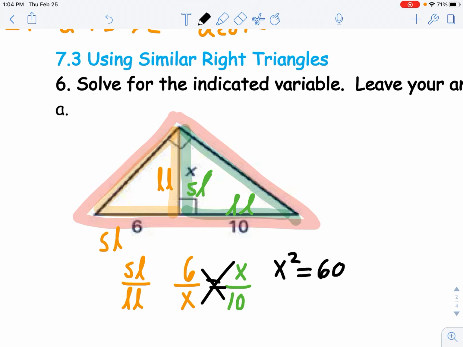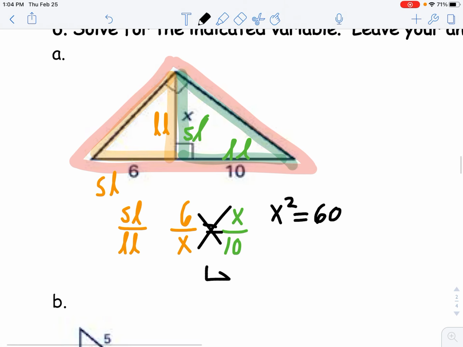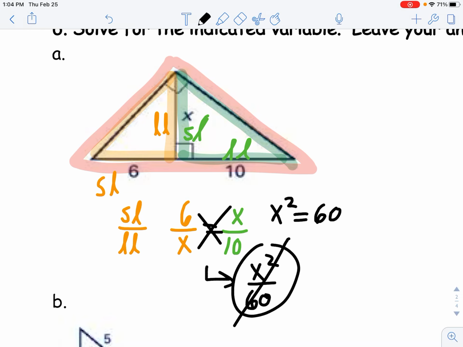Realize how when you cross multiply, you get rid of the fraction. I've seen a lot of you guys cross multiplying, and you're writing some silly stuff like x squared over 60. Don't do that. That's dumb. All right, that's not what we cross multiply for. It still equals. There's still an equal sign, and the whole point is to get rid of the fraction.